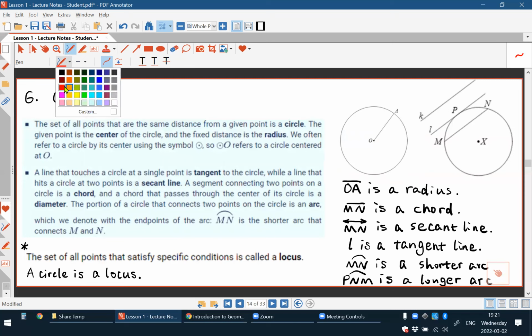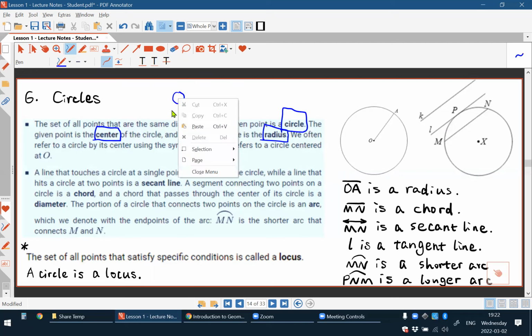Okay, next, let's have a look at the definition of circles. The set of all points that are the same distance from a given point is a circle. So this is the definition of a circle, right? It's not very hard to understand. The given point is the center, okay? And the fixed distance is called the radius, okay? We often refer to a circle by its center using this symbol. So basically it's a circle and a point in the middle.